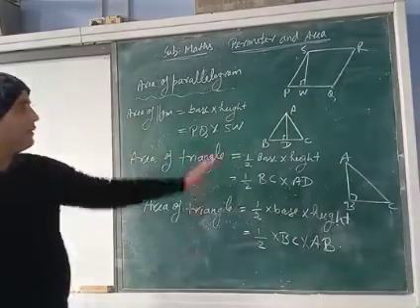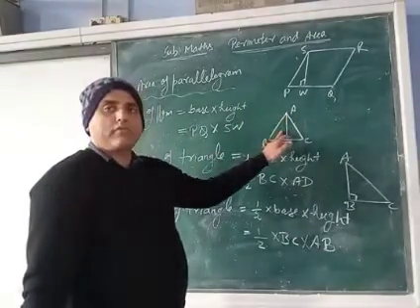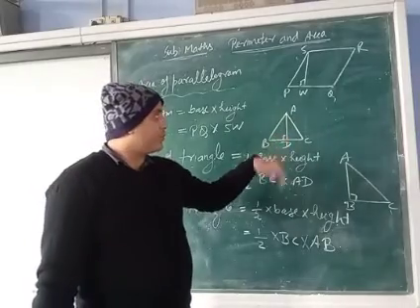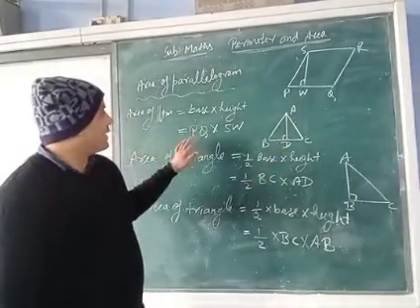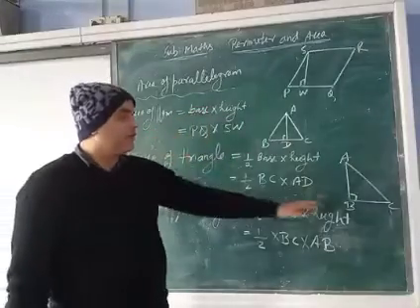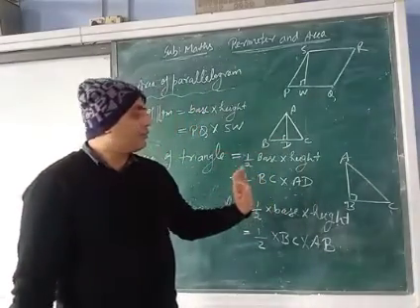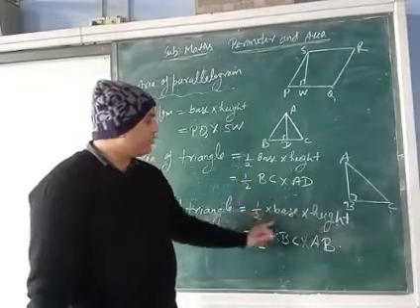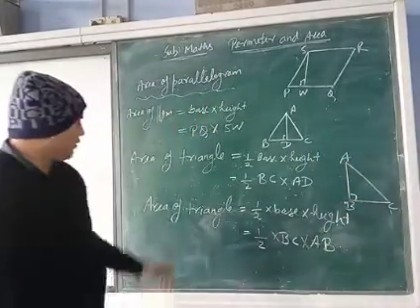Then 1 by 2, base is BC and perpendicular is AB. If the perpendicular is not given, then first of all you have to draw the perpendicular from any vertex to the opposite side. Then write down 1 by 2 base into height. In a parallelogram only we take base into height. But if the triangle is a right angle triangle, then you can easily write 1 by 2 base into height, where base is BC and height is AB. Now write down.